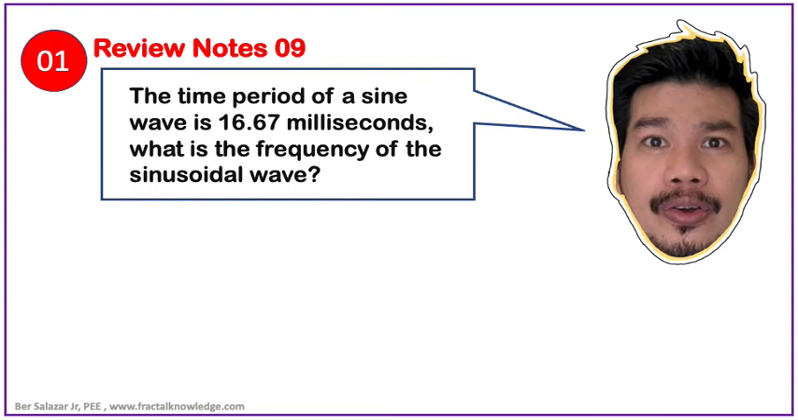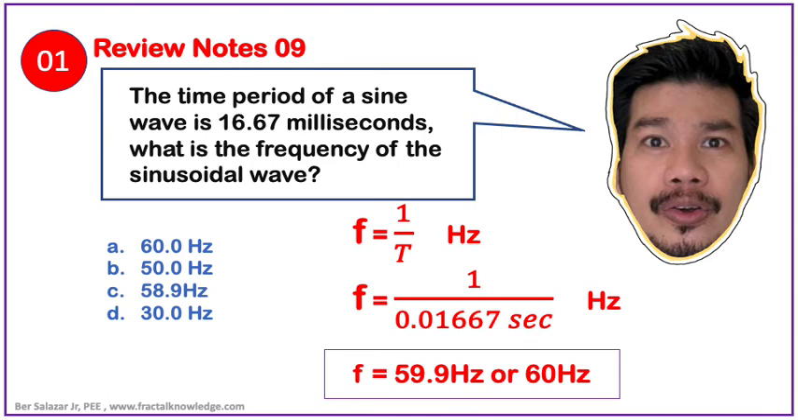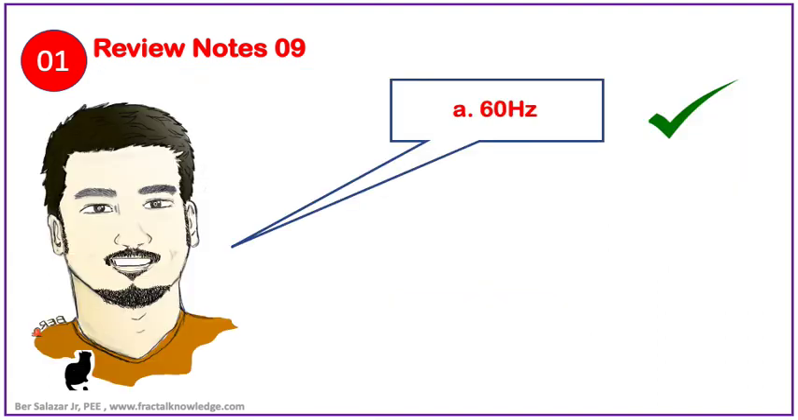You may encounter problems like these in the review exam. Here is another problem. The time period of a sine wave is 16.67 milliseconds. What is the frequency of the sinusoidal wave? The choices are 60 Hz, 50 Hz, 58.9 Hz, and 30 Hz. Using the formula, frequency equals 1 over T, the time period, converting the milliseconds to seconds, then performing the operations gives us 59.9 Hz, or let's say 60 Hz. Letter A is the correct answer.